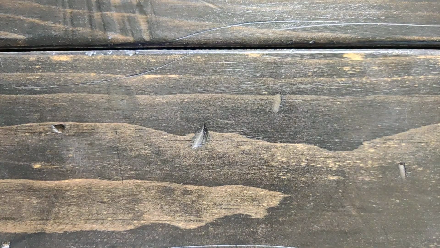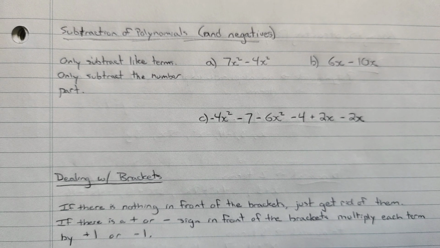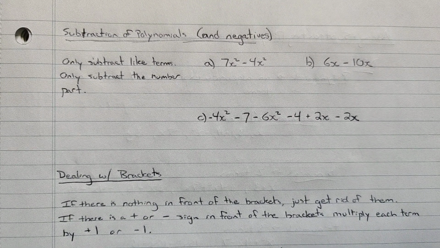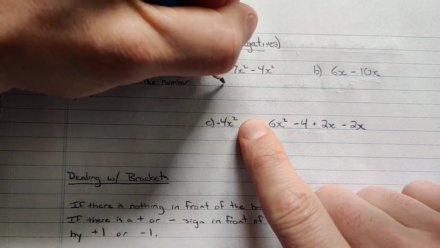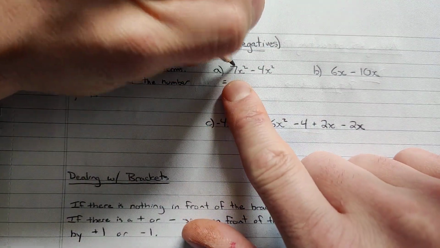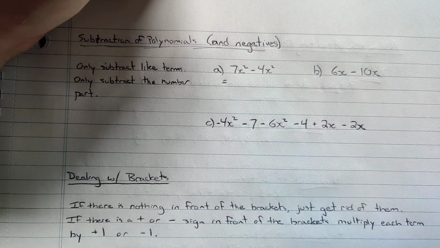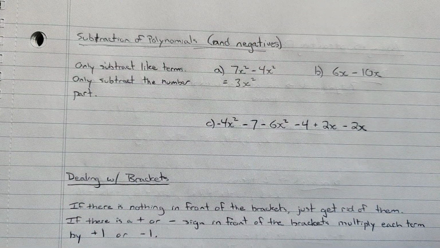Now, if we take a look at some subtraction and working with some negative signs, again, you're only subtracting the like terms, you're only subtracting the number part, and you're treating it the same as you would the addition in a general sense. So in the case of 7x squared minus 4x squared, we just worry about the numbers. We have 7 squares, and we're taking away 4 of those same squares. So we're left with 7 minus 4, or 3x squared. We're left with 3 of the squares.